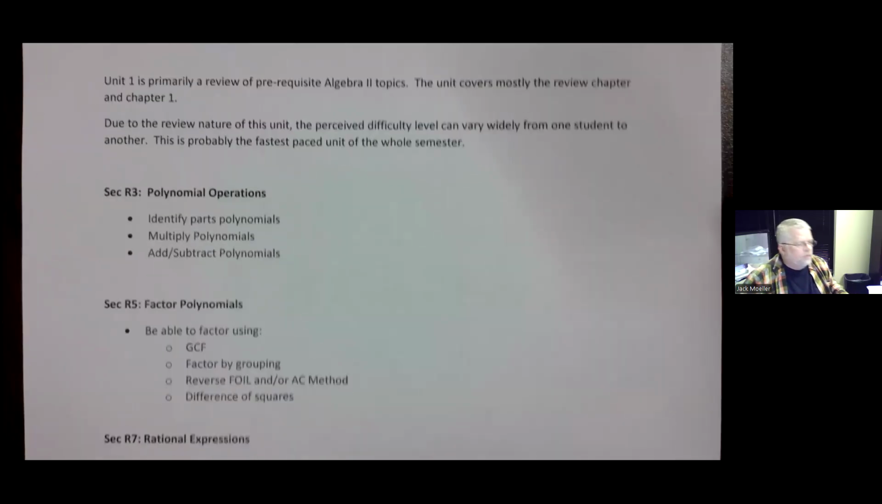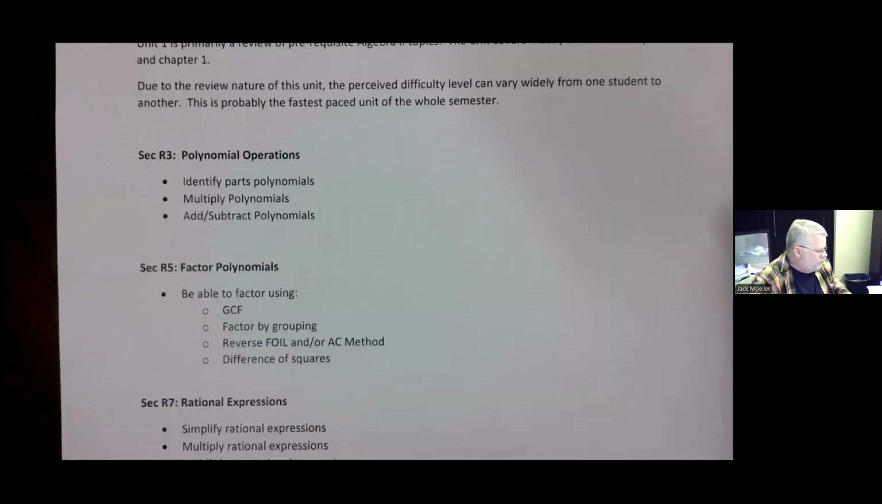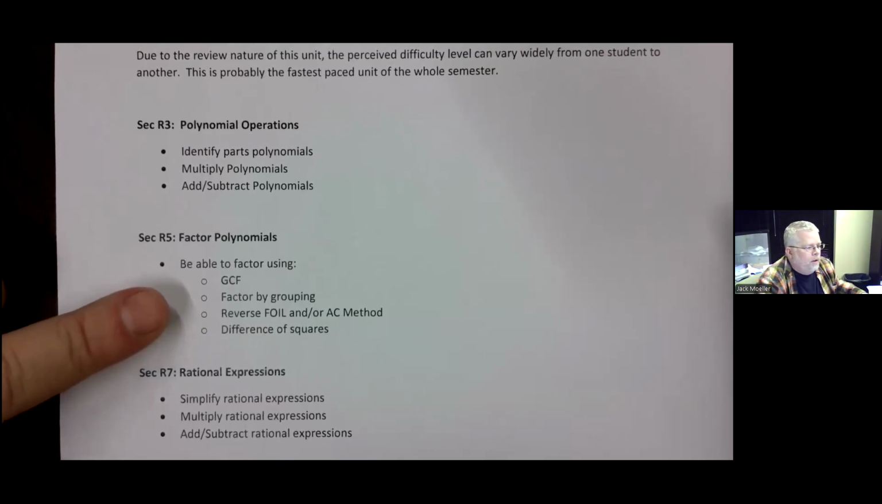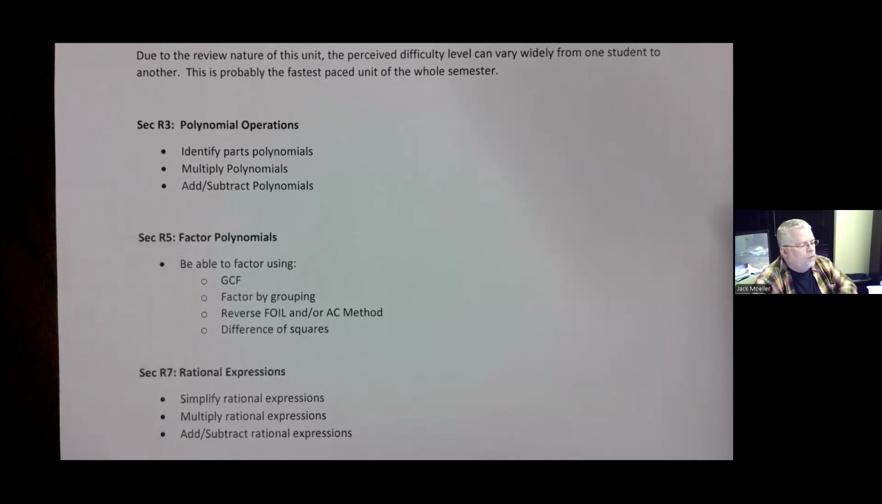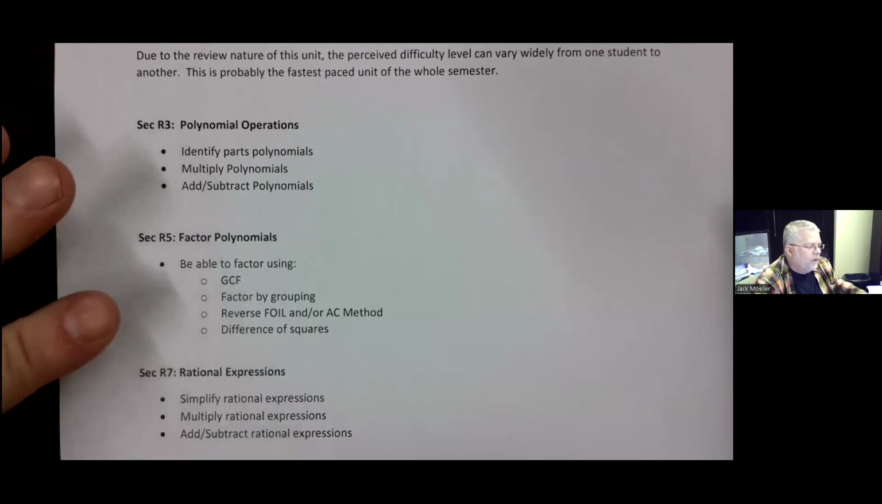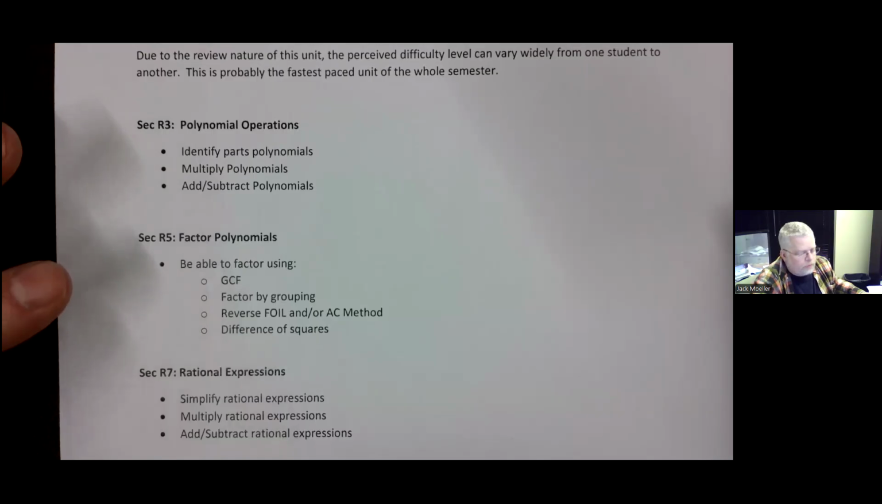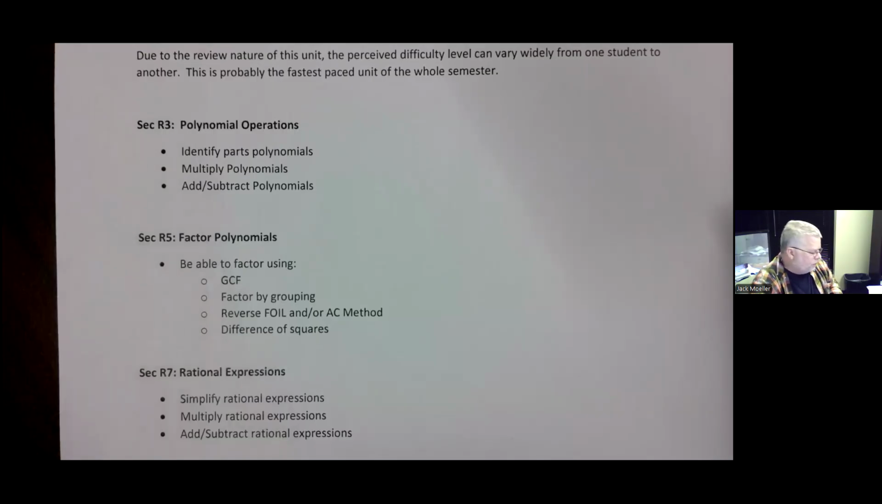All right, so what are we talking about today? Again, you've got the learning objectives. Today we're going to be doing GCF and factor by grouping. And what does factoring mean? What do you need to be able to do for factoring to be successful? It may not look like much on paper, but this will probably be the topic we spend the most time on in Unit 1, maybe one of the longer topics for the whole semester, actually.